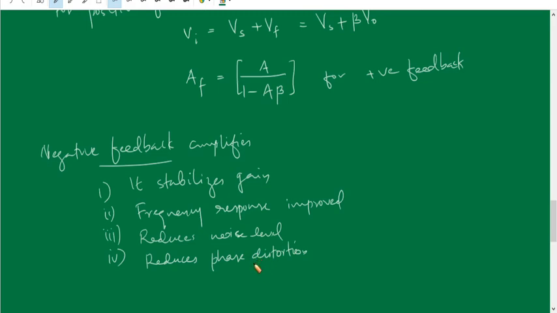These are the different properties of feedback amplifiers. It stabilizes gain, improves the frequency response curve, reduces noise level, and reduces phase distortion. Most of these depend on the frequency of the signal. So feedback improves many things in the amplifier. Okay, thank you.